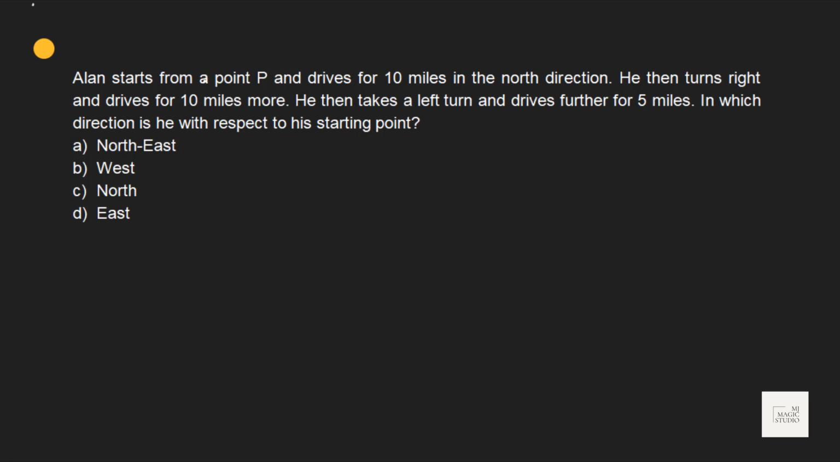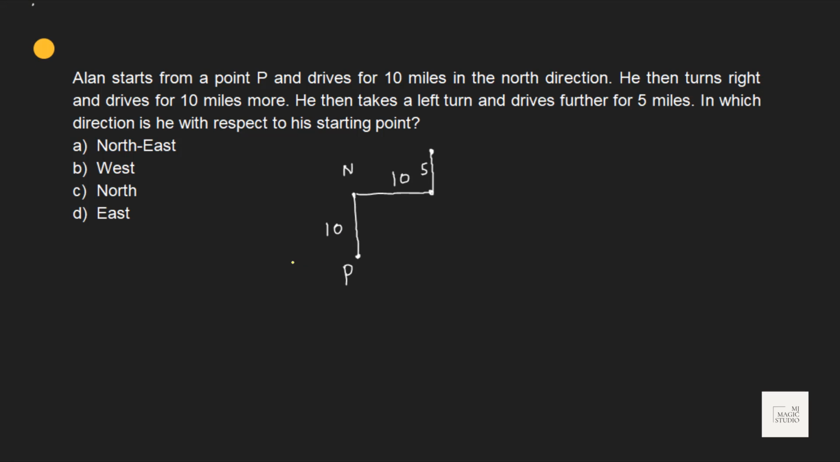Okay, this time Alan starts from a point P. Line diagram always helps, isn't it? And drives 10 miles in the north direction. 10 towards the north. He then turns right and drives for 10 miles more. Right, 10 miles. He then takes a left turn. Left turn means again moving towards north and drives 5 miles further. This would be 5. In which direction is he with respect to the starting point?